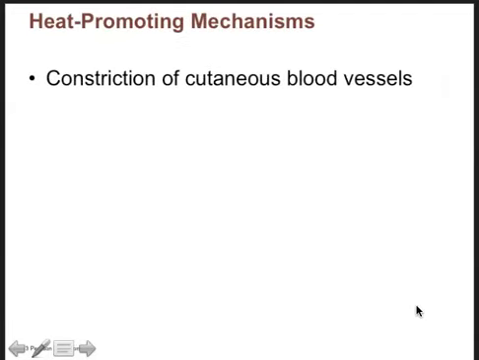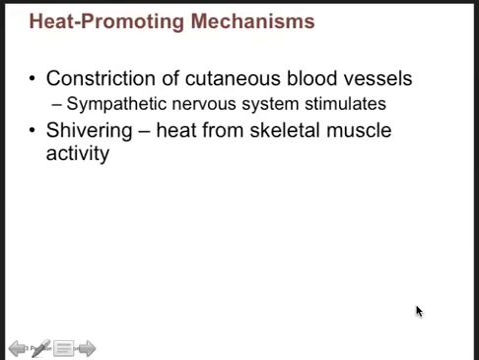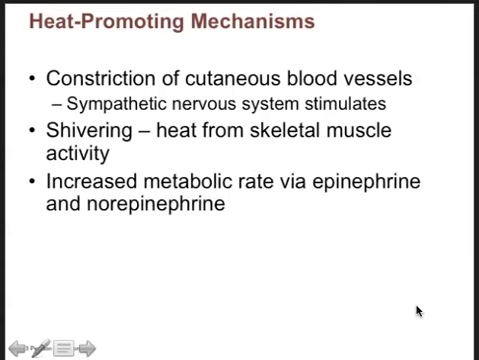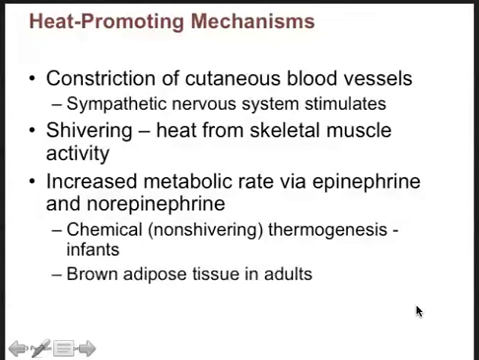How do we promote heat retention? Well, we can have constriction of cutaneous blood vessels. The sympathetic nervous system can stimulate this, and then shivering can produce heat through the hydrolysis of ATP. Increased metabolic rate comes as a result of epinephrine and norepinephrine secretion from the sympathetic nervous system and also from the adrenal medulla. This chemical produces non-shivering thermogenesis in infants. There's also brown adipose tissue in infants and adults.